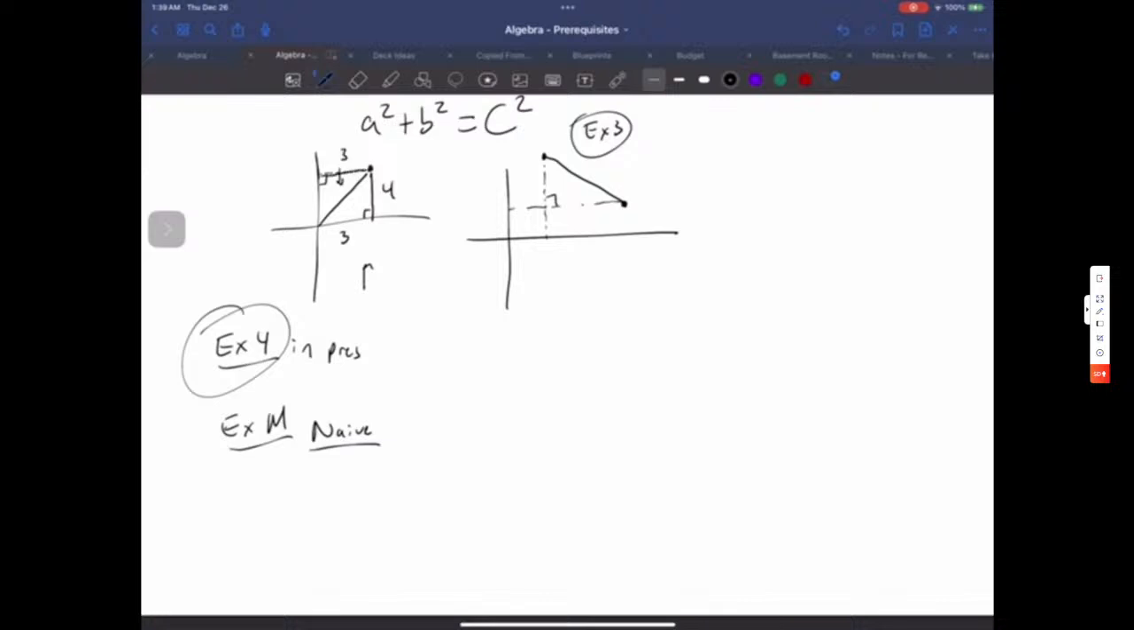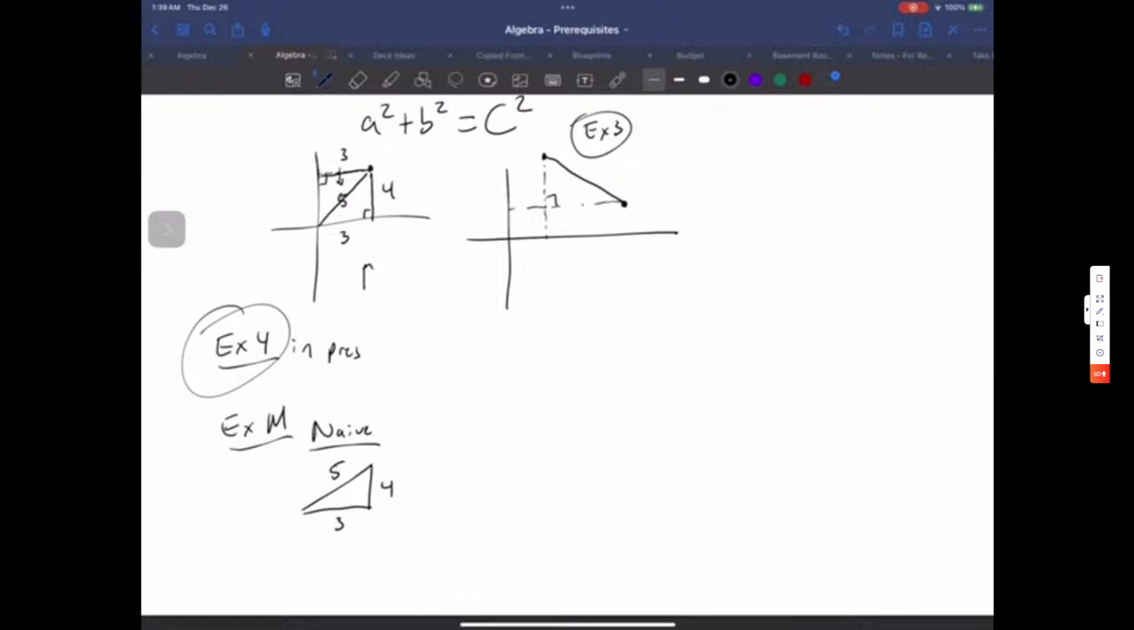Then I know that this is 3 and this is 4 units, and I can draw that triangle. And if we recall our Pythagorean theorem, the distance is 5. That's a classic 3, 4, 5 triangle. So I know that this point 3, 4 is 5 units from the origin, simply because I've applied the Pythagorean theorem. So how could I apply that Pythagorean theorem for 2 arbitrary points?